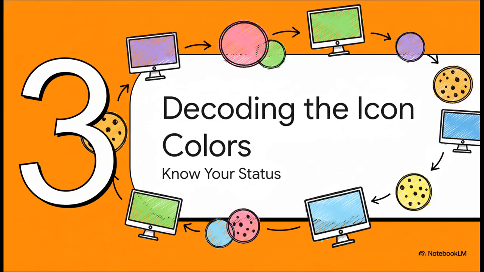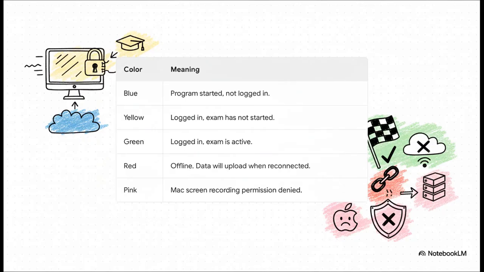Now, speaking of colors, that pink one isn't the only one you'll see. The icon is actually designed to give you a quick status update at a glance. So let's do a quick decode of what each color actually means. Think of this as your little status dashboard. If it's blue, it just means you've opened the app but you haven't logged in yet. Yellow means you're logged in and you're just waiting for the exam to kick off. Green is go time. You're logged in and the exam is live. If you see red, it means your internet dropped, but don't panic. It just saves the data and uploads it when you're back online. And as we just covered, pink is that super important warning for Mac users about permissions.